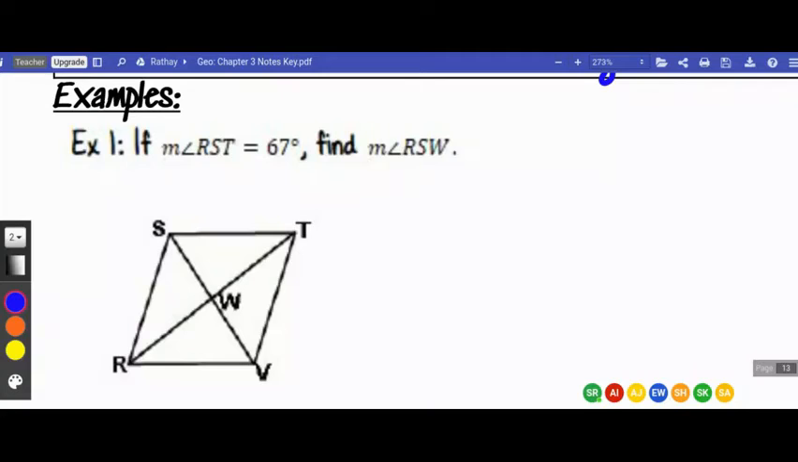Apply some of those rhombus properties that we had. And remember, the diagonals are perpendicular. The diagonals bisect the angles, and all four sides are congruent.